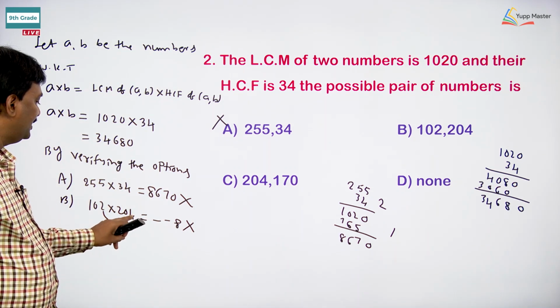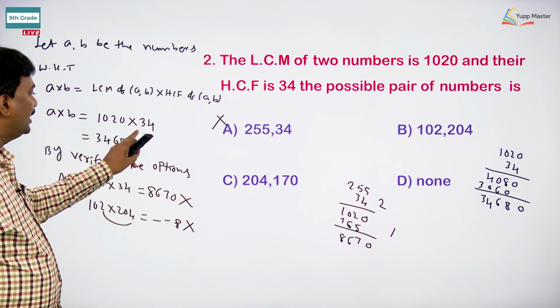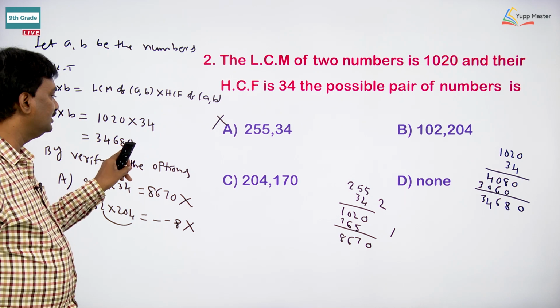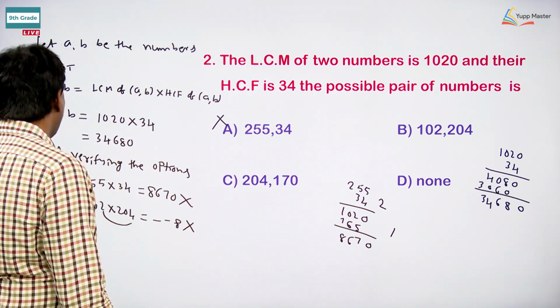You don't want to multiply these two entirely, just multiply 4 and 2. 4 into 2 is 8. The last digit is 8, but by observing 34,680, the last digit is 0. So that's why we can eliminate option B.